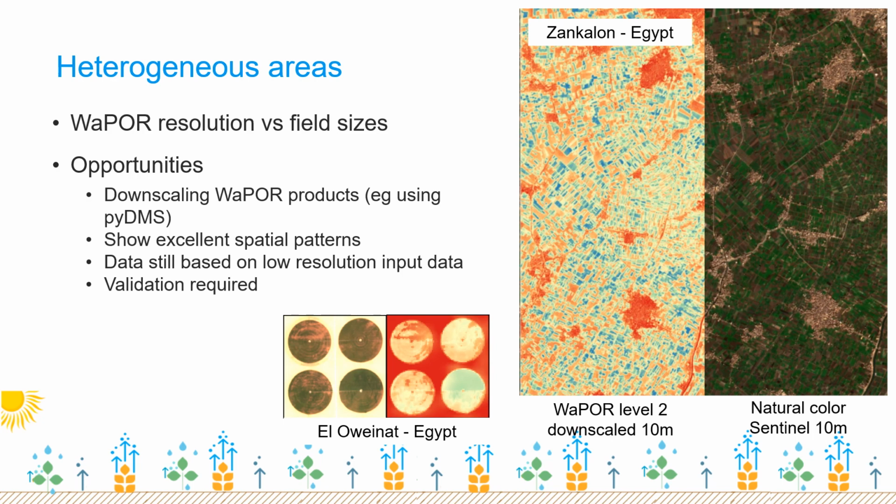To overcome this challenge, IHE Delft is currently testing the downscaling of the WaPOR product using PyDMS. As you can see from these two examples, the results show excellent spatial pattern, matching the natural color image. Some caution has to be considered as the source of the data stems from the lower resolution data, and the team at IHE is still in the process of validating some of these results.